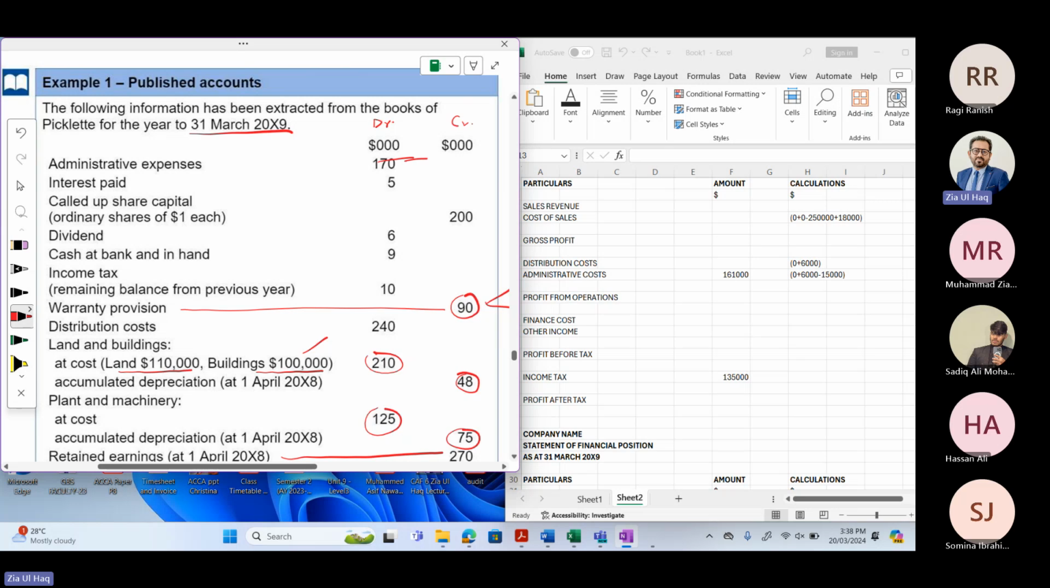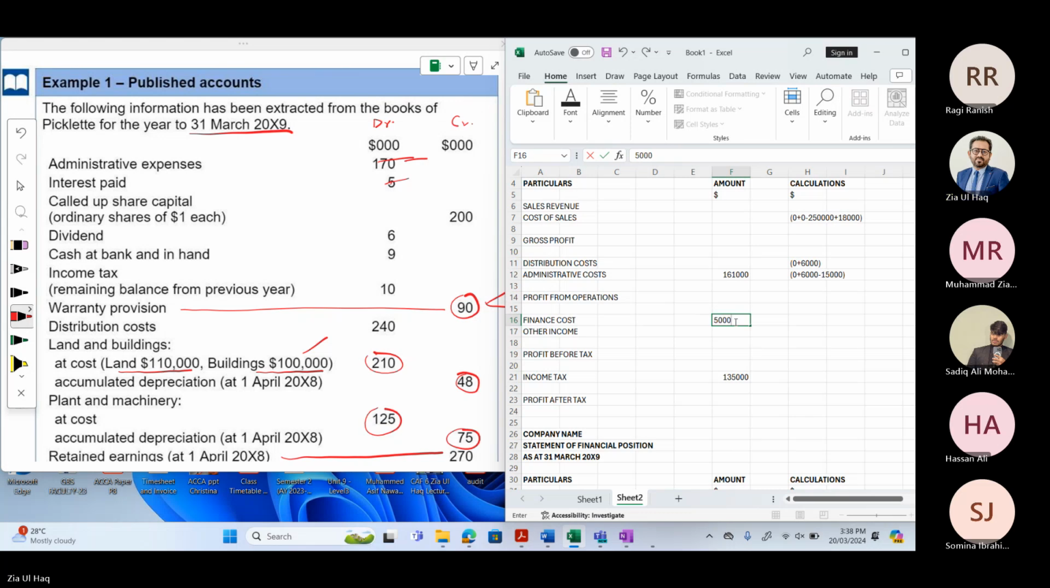Interest paid is 5,000. Where is interest paid? Finance cost, that is 5,000. Done.